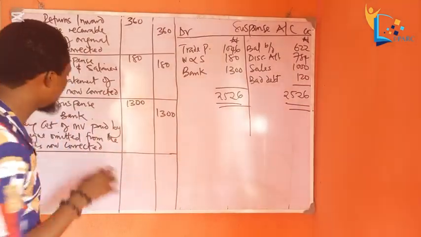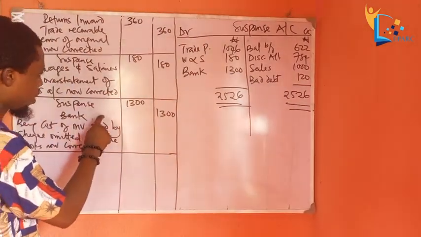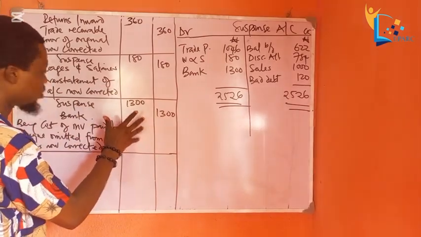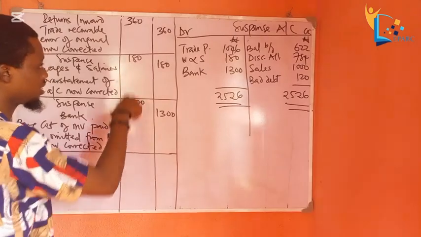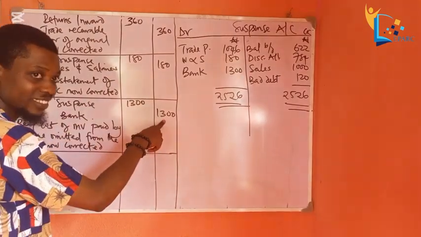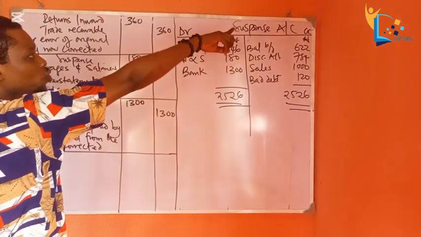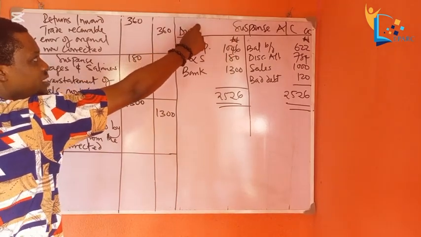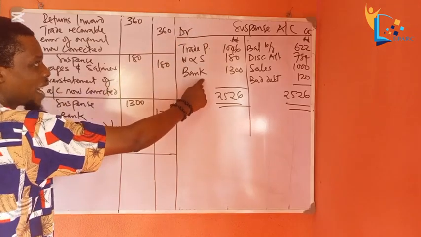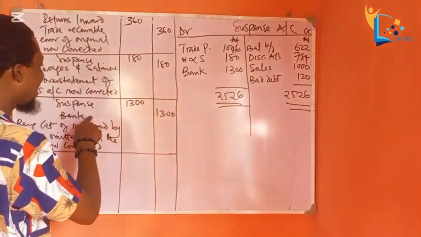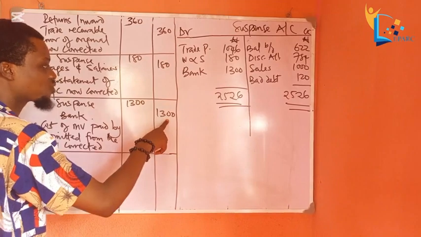Now, let me come again. In this case, we are considering this last entry. Suspense account is debited in the journal while bank is credited. Okay, now when you come to suspense account, you come on the debit side with bank. Bank, on the credit side, you have suspense.